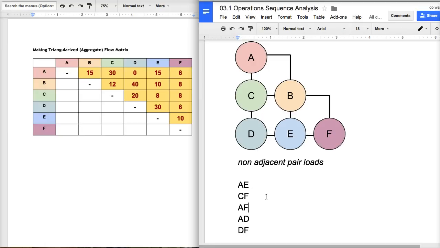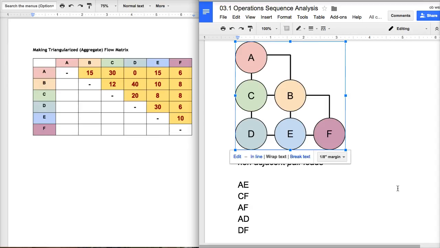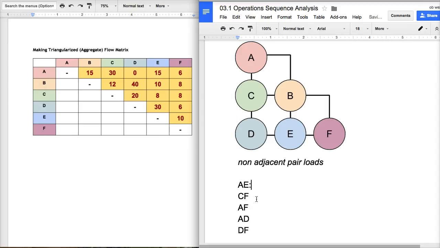And picking out the non-adjacent pairs of this layout, I see A and E, C and F, A and F, A and D, and D and F. And we pick out the movement of people between those pairs. So between A and E we have 15. Between C and F we have 8. Between A and F we have 6. Between A and D we have 0. D and F, we have 6.